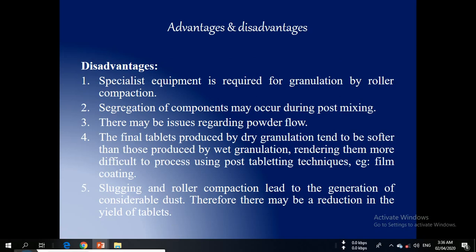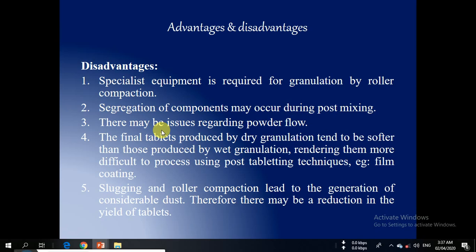Disadvantages of dry granulation methods. These are the disadvantages which I am going to mention here. The first one is that specialist equipment is required for granulation by roller compaction. So this is a disadvantage. Also, separation of the components may occur during post mixing. Sometimes segregation or separation of components may occur during post mixing.